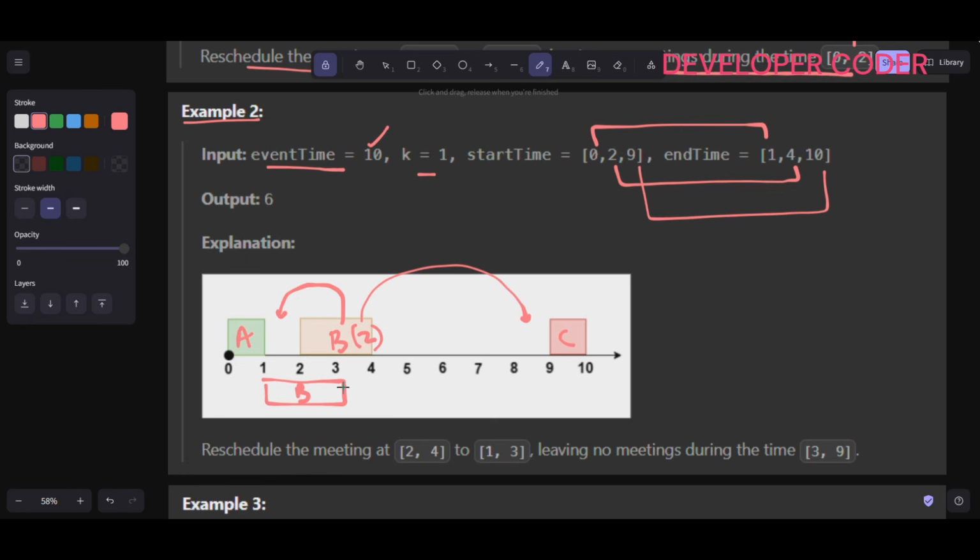So now if you see this duration 3 to 9, that simply means 9 minus 3, 6. So output is 6. We need max time, max free time. That's what we need to do, right?